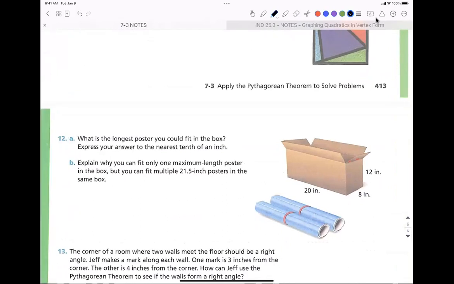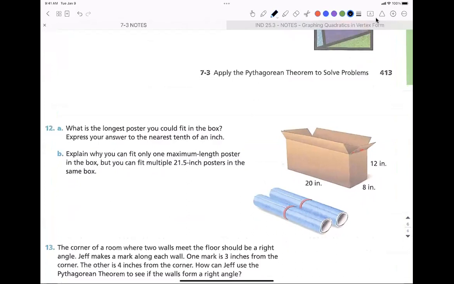All right, I want you guys to work through 12 on your own. I'll black out my screen, I'll work it, and then I'll turn my screen on in a few seconds and we'll compare answers. So what you've got here is you want to know what is the longest poster that you can fit in the box.